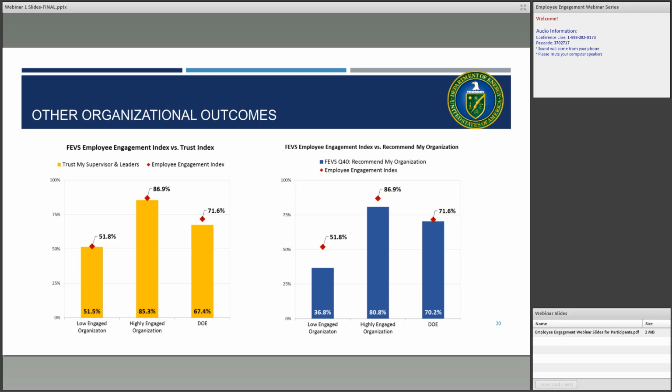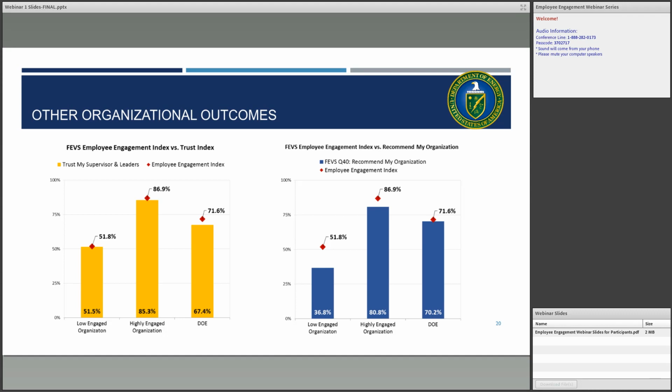We also look for opportunity to find other organizational outcomes. According to other research, trust and recommend organizations are also correlated to employee engagement. Please look at the chart on the left side. Highly engaged organizations have more trust between employees, supervisors, and leaders. In this highly engaged organization, about 6 out of 7 employees trust their management, while only 1 out of 2 employees trust their management in this low engaged organization.